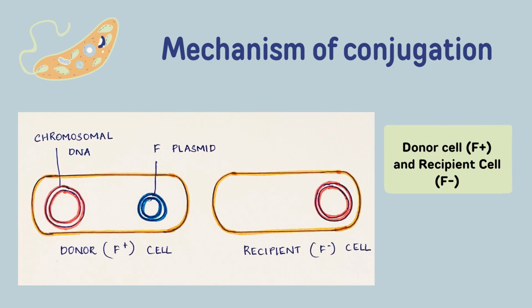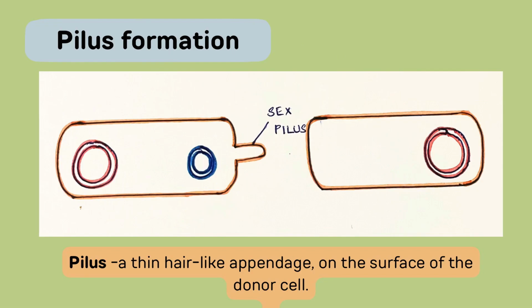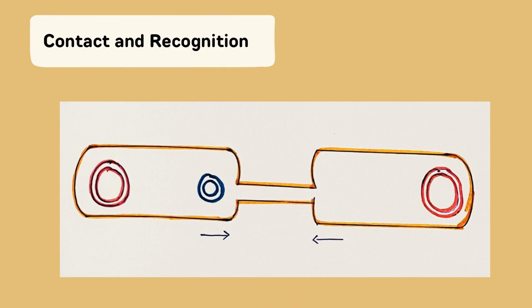Mechanism of conjugation. The donor bacterium carrying the F plasmid is referred to as F positive. The recipient bacterium in which the F plasmid is absent is referred to as F negative. F plasmid encodes proteins that assemble a pilus. Pilus is a thin hair-like appendage on the surface of the donor cell. The pilus of the donor cell makes physical contact with the recipient bacterium. Recognition and specific binding between donor and recipient cells are mediated by surface proteins and other recognition factors.